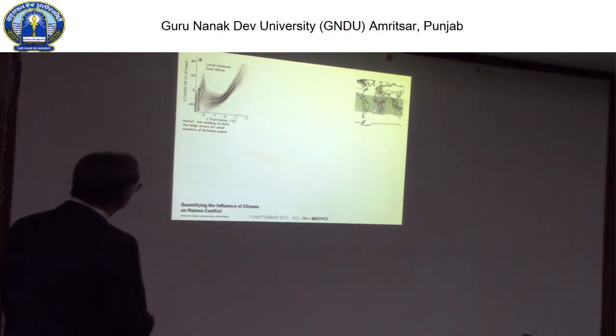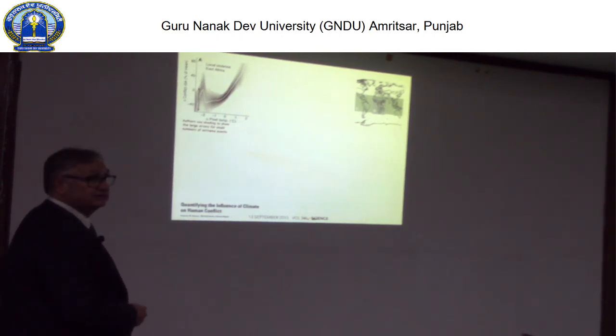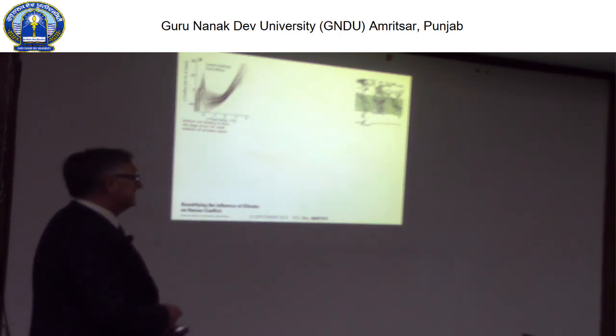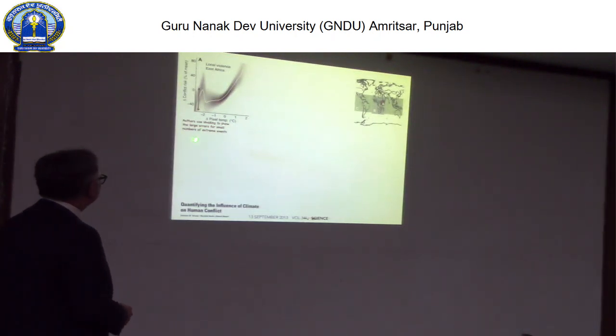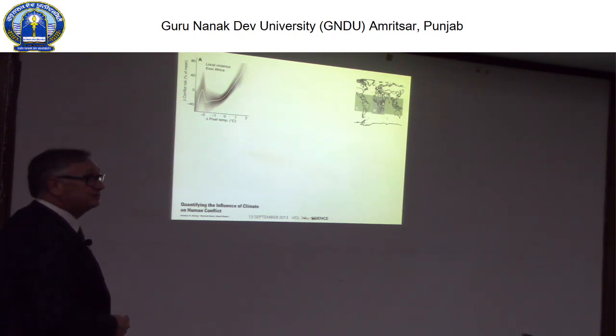Now, I want to call your attention that the error bars are pretty large. And they have to be large because these kind of events in temperature are rare. It isn't very often that it's minus 2 degrees C colder in Eastern Africa. But nevertheless, the trend seems to be quite clear. Now look at the difference here. If you go up by 2 degrees C, you're talking about an 80% increase in violence.